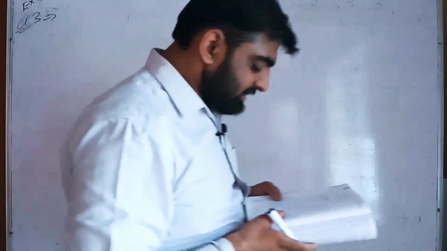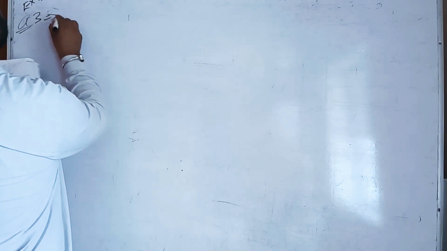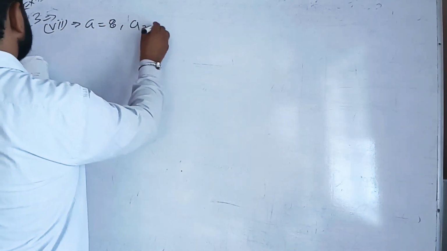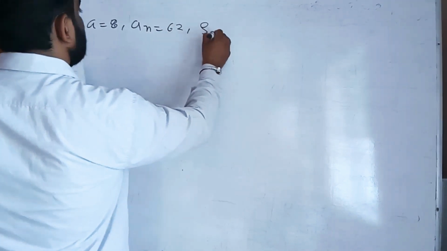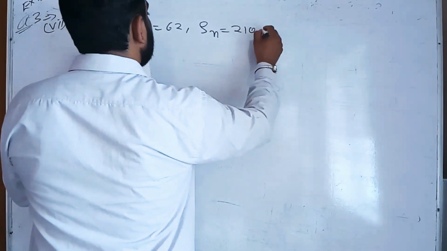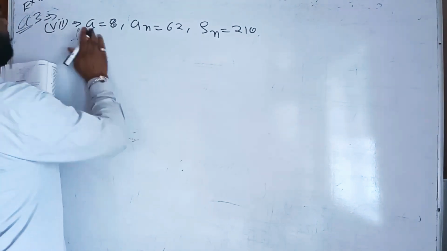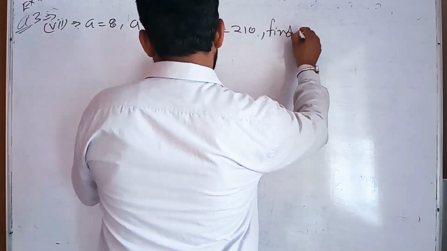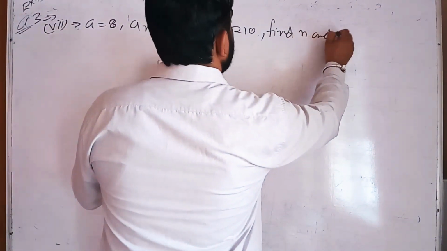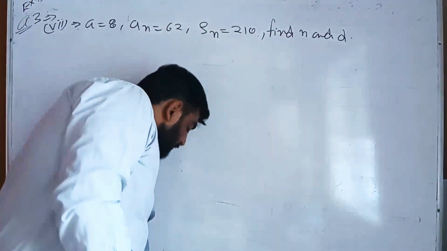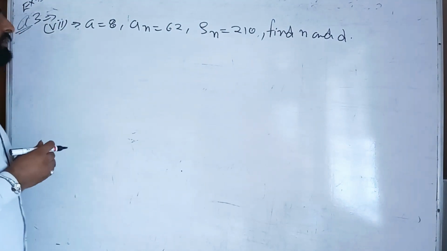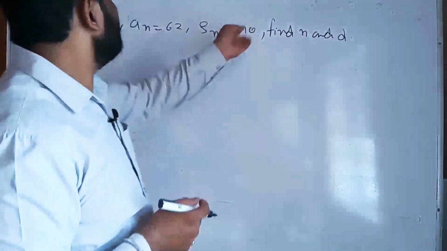The next one is the 7th question, students: a = 8, an = 62, Sn = 210, and find n and d. So what we will do, students, is note that both terms are given here: the an is given and the Sn is given.